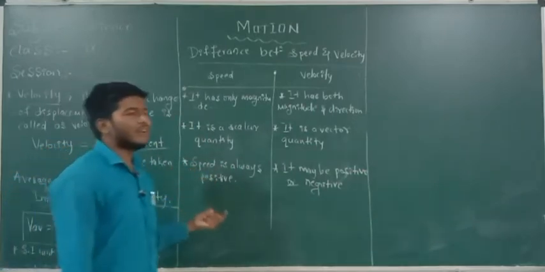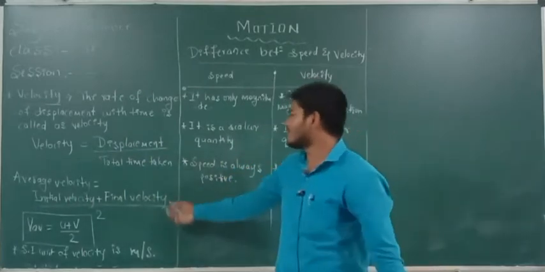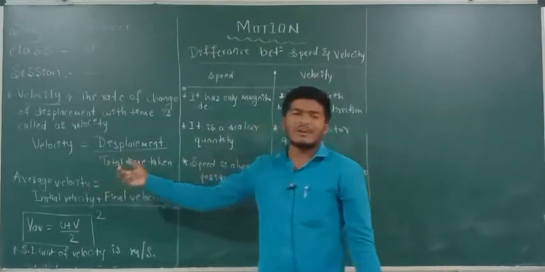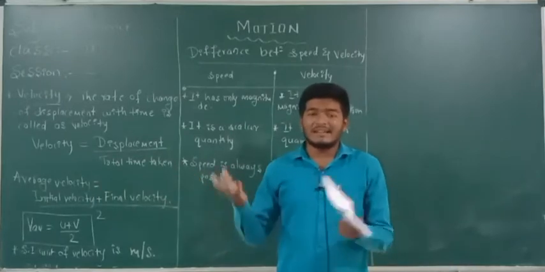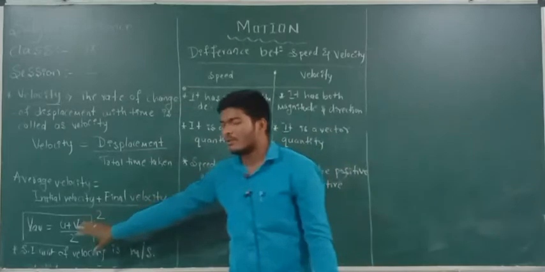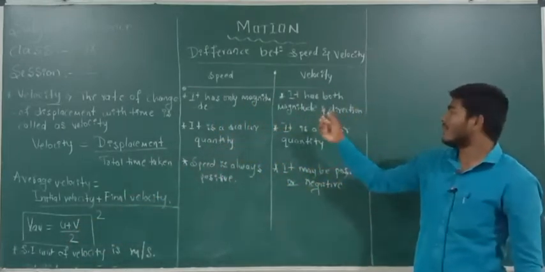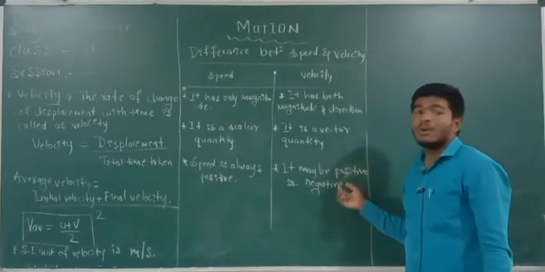When you calculate the speed of an object at any instant, it comes out as a positive value only. Why? Because there is no direction, therefore it is only a positive value. But when you consider the velocity, it may be positive or negative.